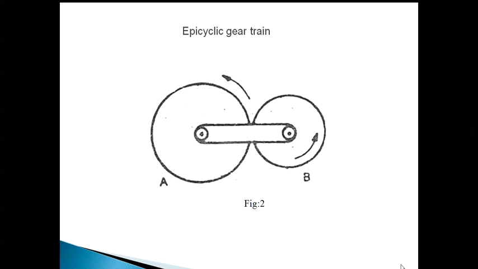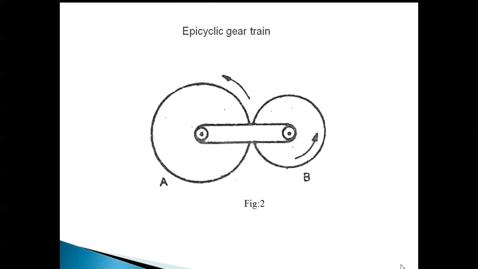So until now we have seen ordinary gear trains. In ordinary gear trains we have simple, compound and reverted gear trains. In ordinary gear trains, each gear revolves around its own fixed axis.